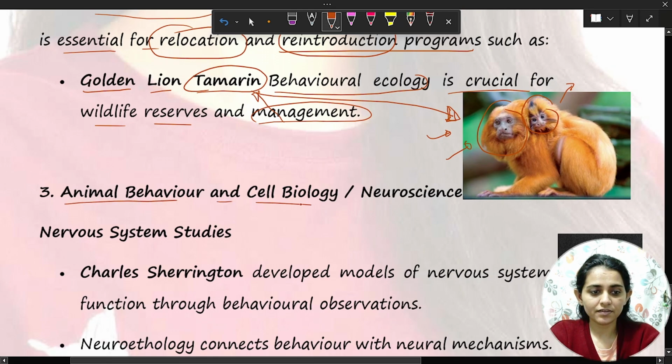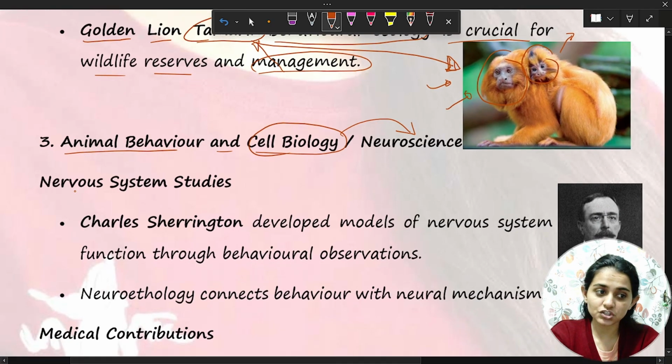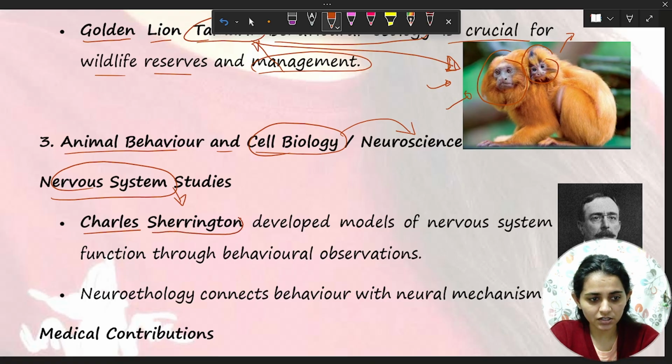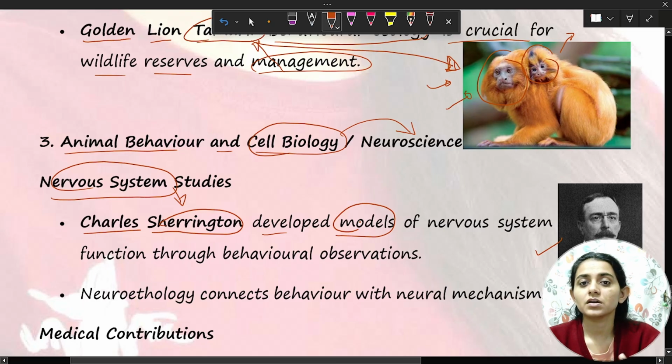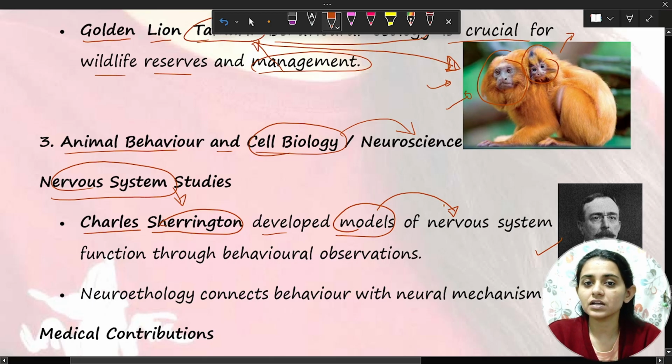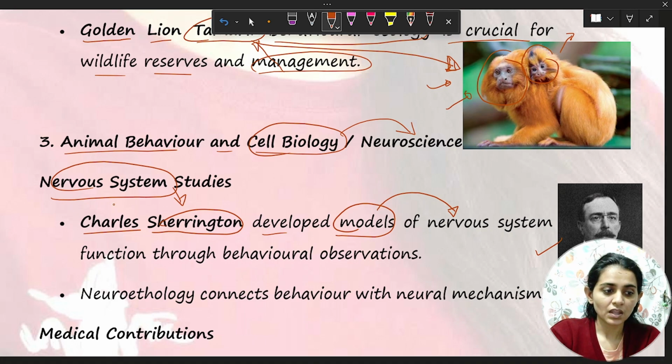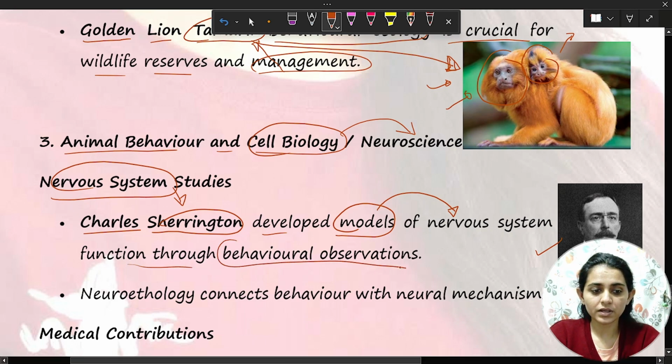Animal behavior and cell biology and neuroscience, how they are related with each other. Nervous system study by Charles Sherrington. Charles Sherrington developed models, some type of pattern, to study the nervous system or the particular behavior in the animal, which was followed by neuroscience. Function through animal behavior observation.